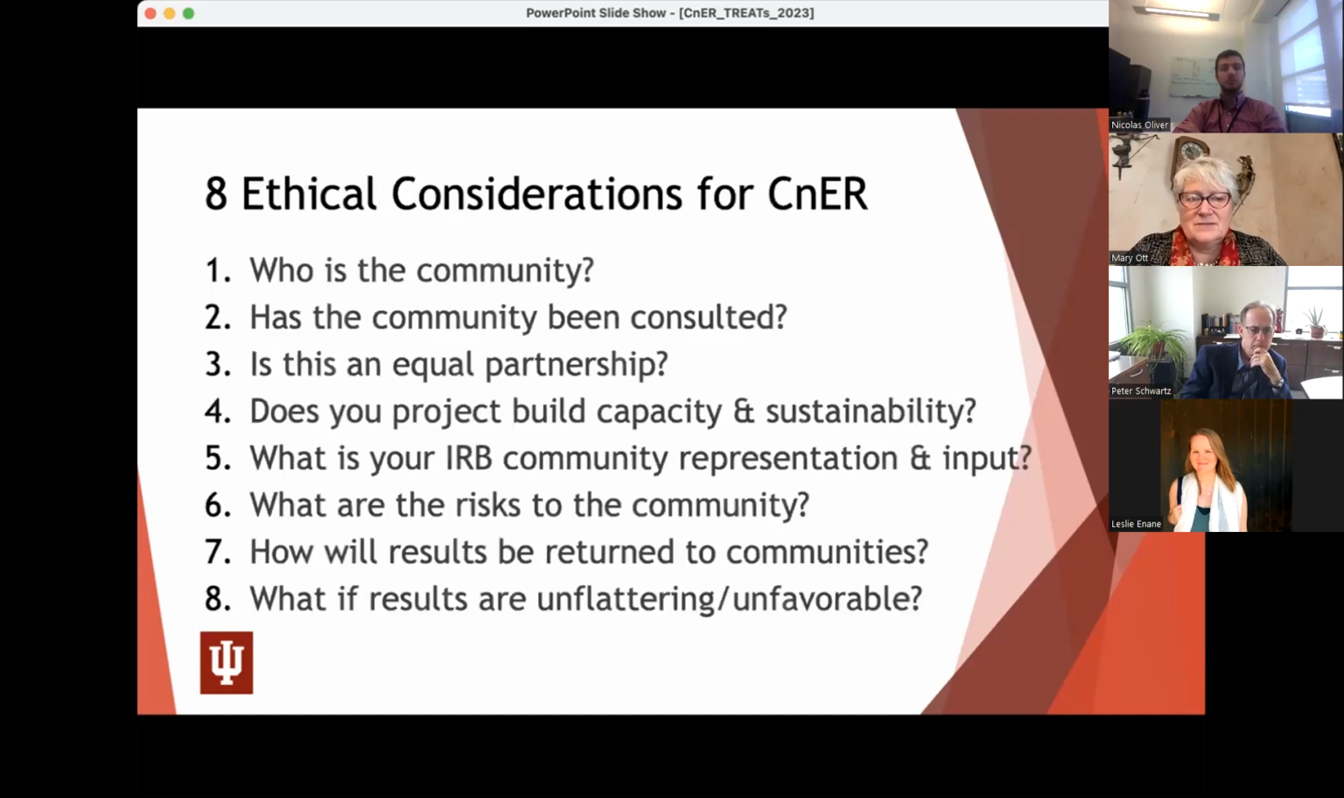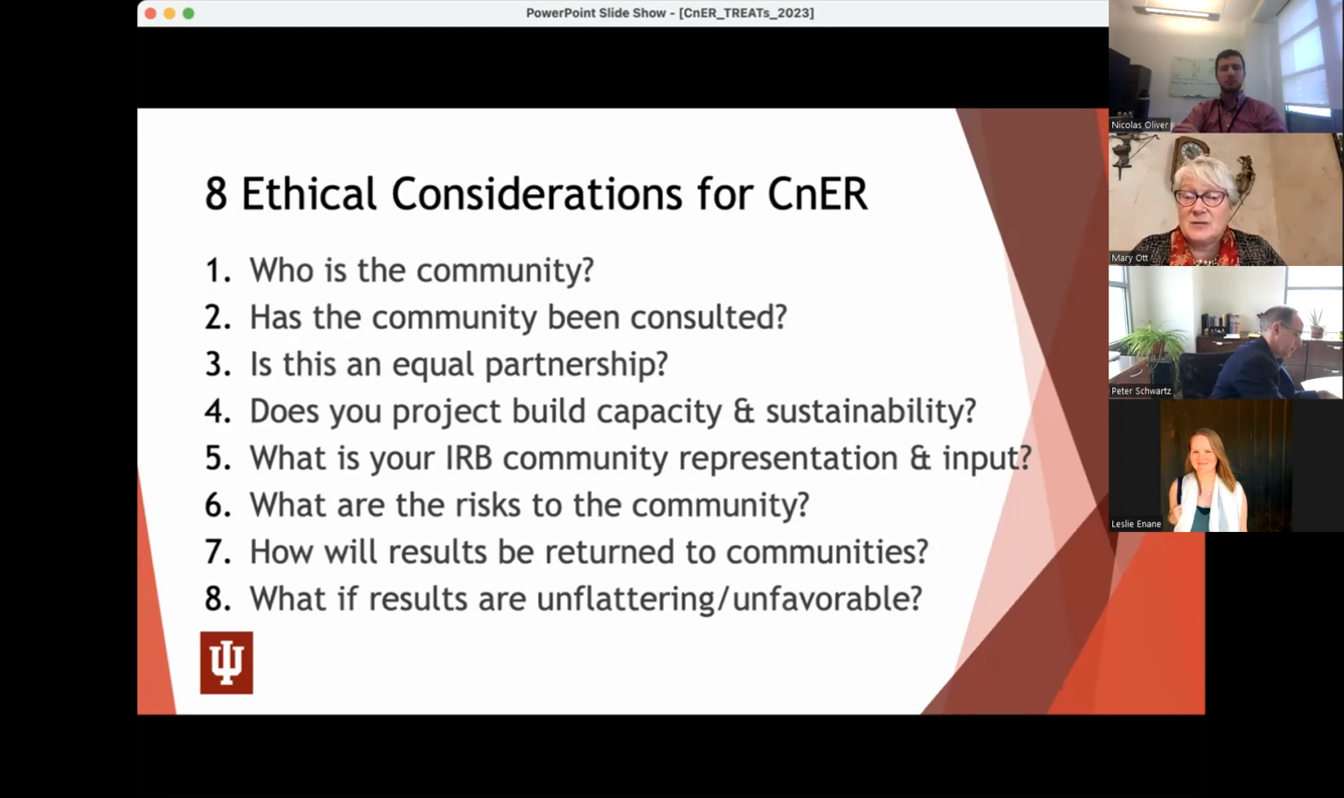So our ethical considerations, summarized for Peter. Who is the community? Has the community been consulted? Is this an equal partnership? What do you have to do to make it equal? Does your project build capacity and sustainability? Sustainability is something I forgot to say on the slide, but really thinking about, are we doing this in a way that will continue after we as academic partners step out?